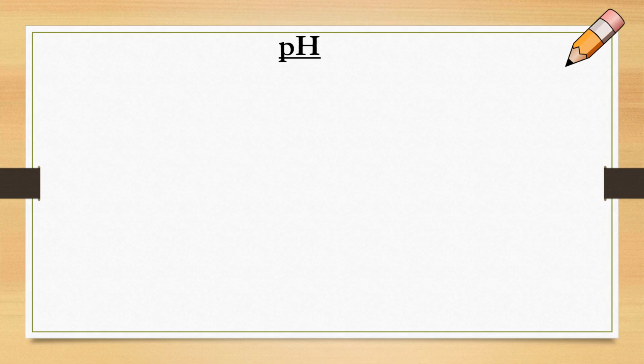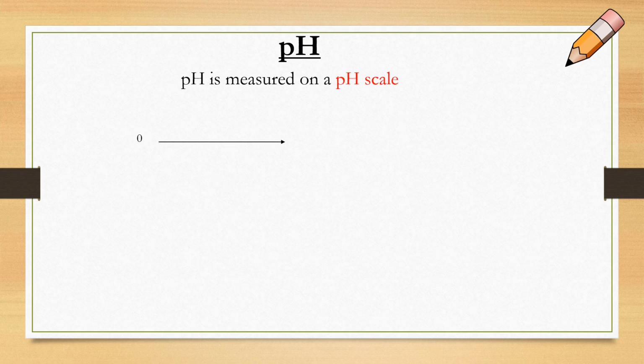So enzymes are also affected by pH as well as temperature. So you need to make a note on pH. pH is measured on a pH scale. You should have tested things for pH by using universal indicator, and we know that things below 7 are acid, things that are 7 are neutral, and things above 7 are alkali.